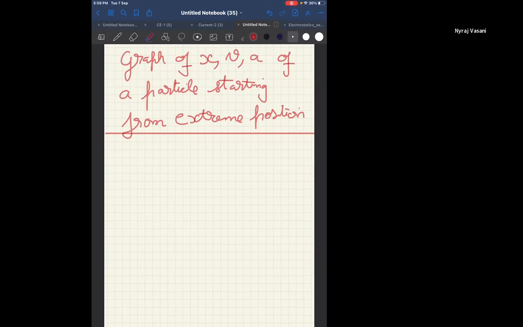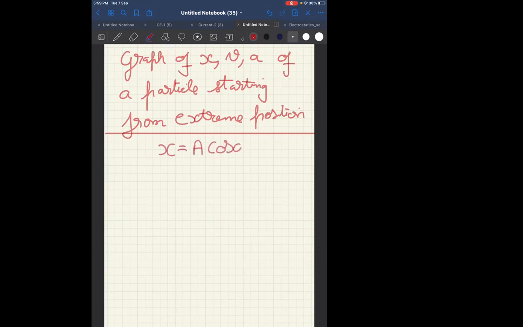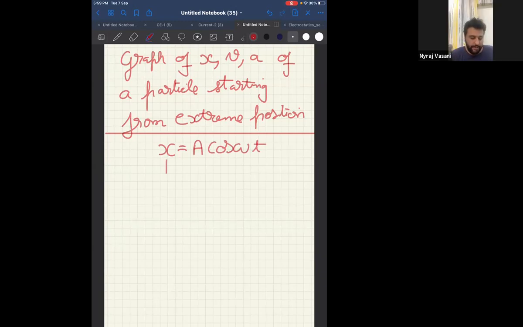Did you guys get it? Yes, sir. Now let me tell you. Okay, let me start. Tell me, what are the things you know about the particle starting from extreme position? You just know that displacement is equal to A cos omega t. We already know this. From this, can we get velocity?